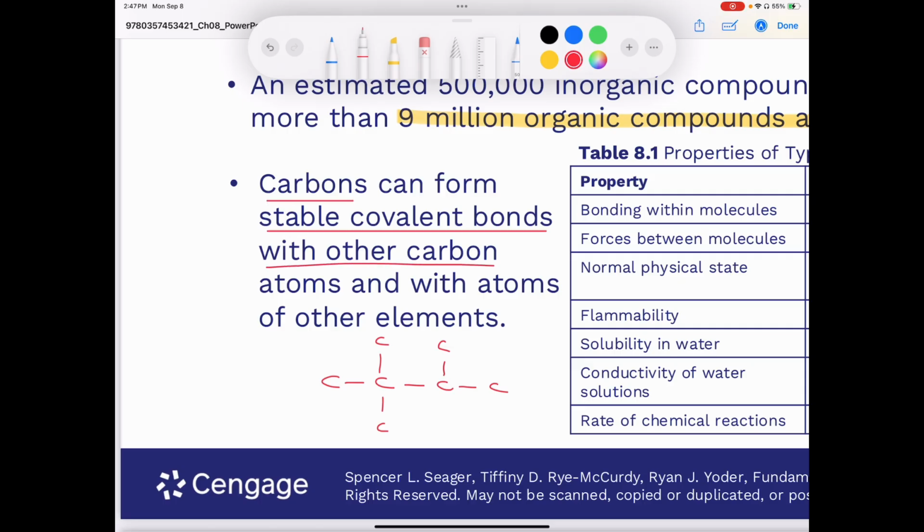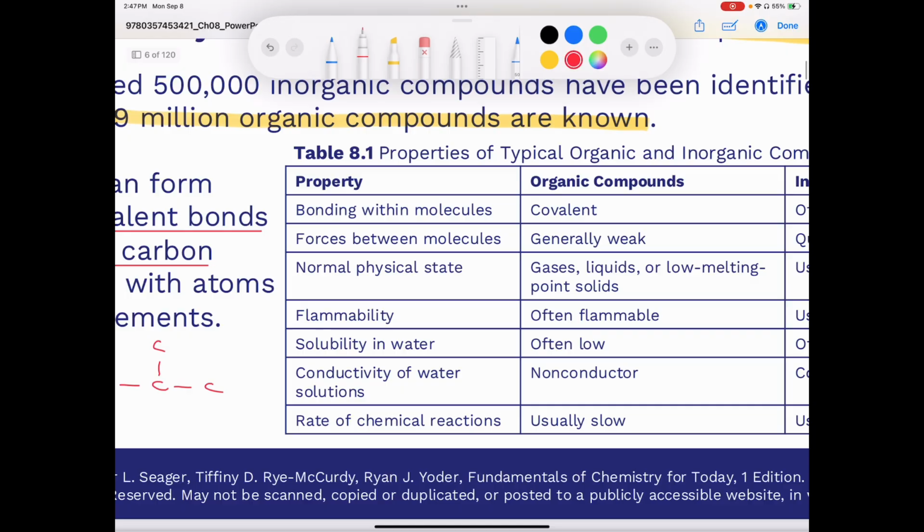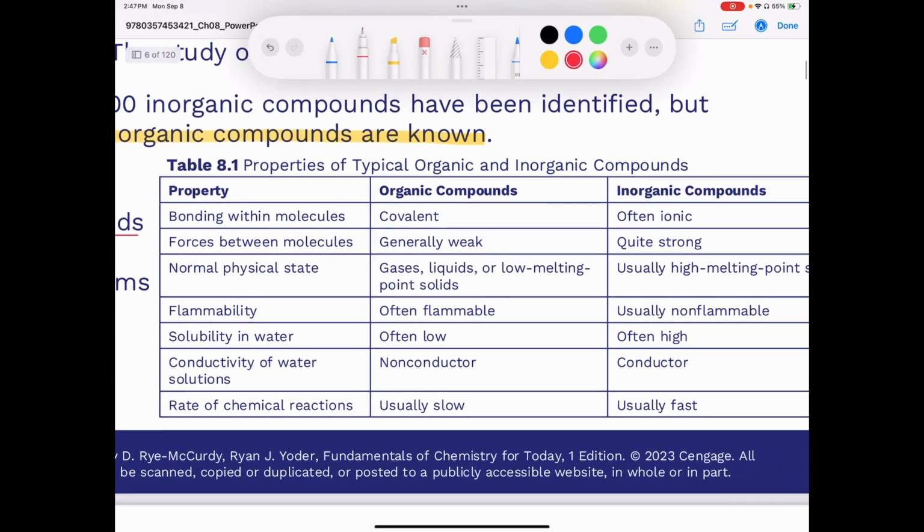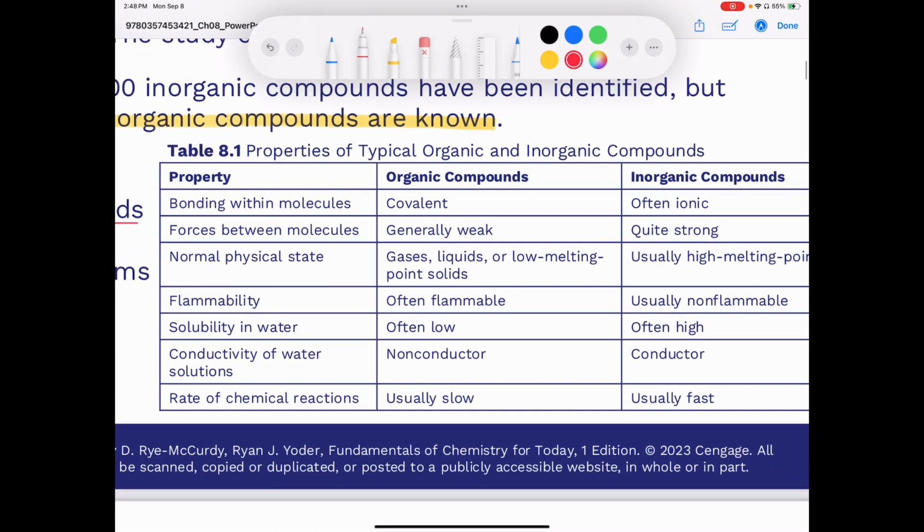With other carbon atoms. And that's why we spend so much time studying organic chemistry, because it's such a unique element. Now, table 8.1 just briefly covers some properties of typical organic and inorganic compounds. This is generally speaking, but if we just go through them quickly, first one is the bonding within molecules.